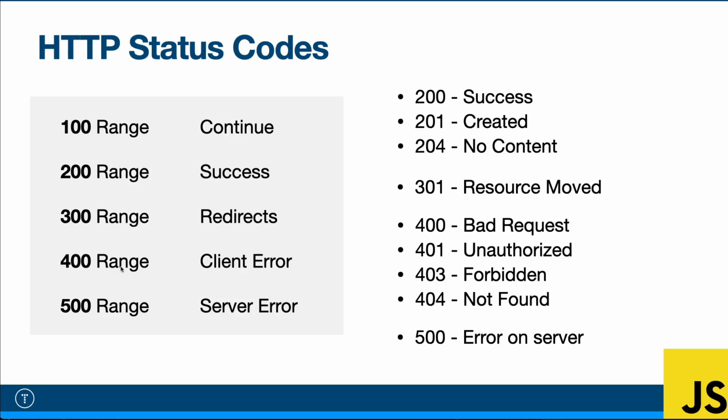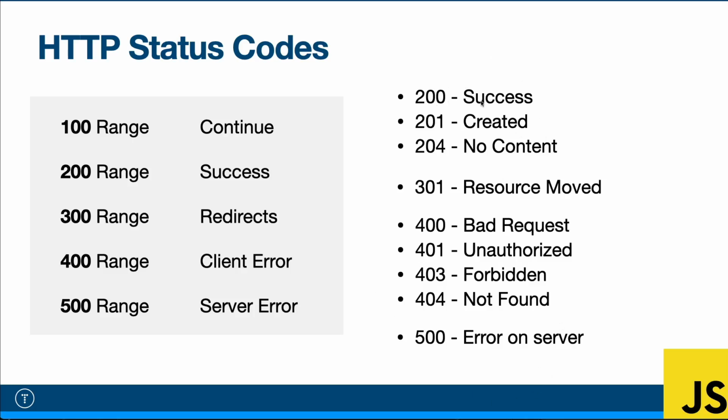400 range has to do with client error. So if you submit a form and you forget a required field, you might get a 400 response back. Also, if you're not authorized, things like that. And then the 500 range is server error, meaning that it's not the client's fault, something went wrong on the server. Now, these are ranges. These over here are specific codes that mean specific things. And there's obviously much more than this, but these are the most common.